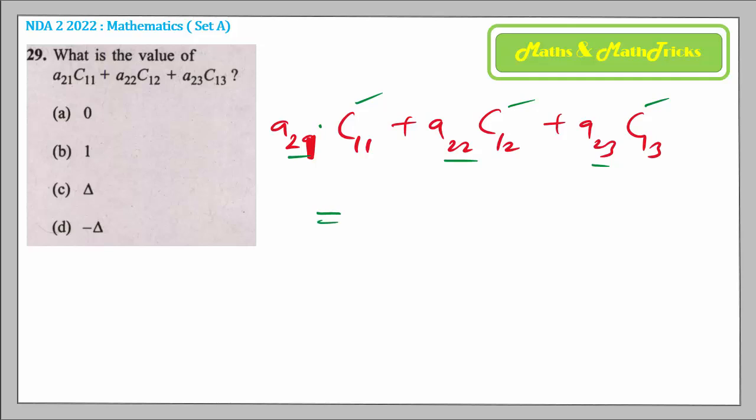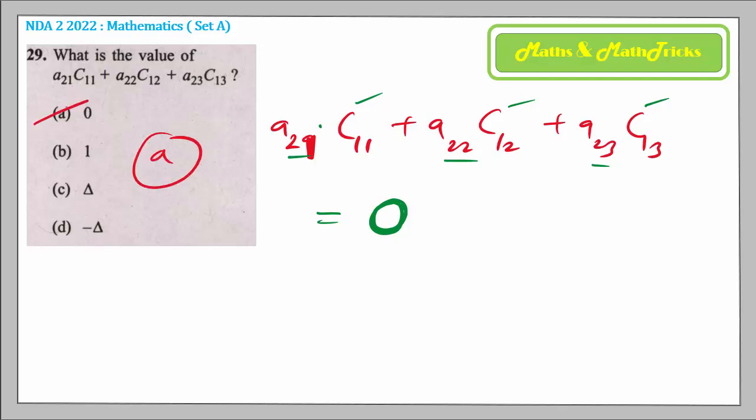So whenever you have such a situation, taking the product of the elements of one row with the cofactors of any other row, the sum of the products of such combinations of elements will always be 0. You can verify this by just taking an example. Alright, so hence the answer for this particular question is option A.